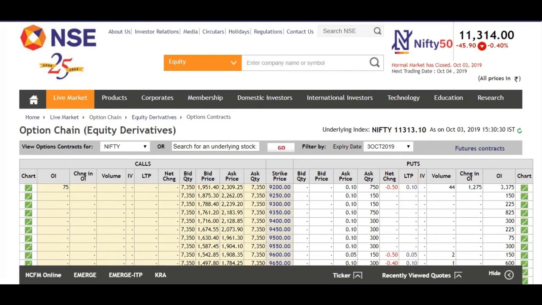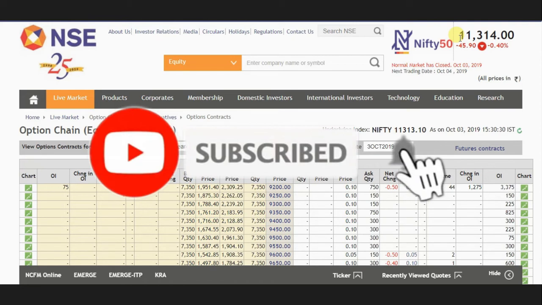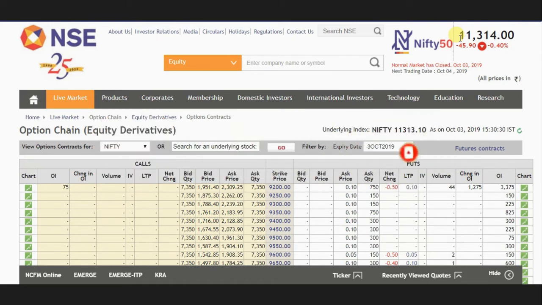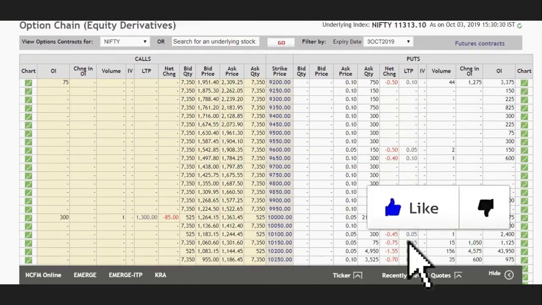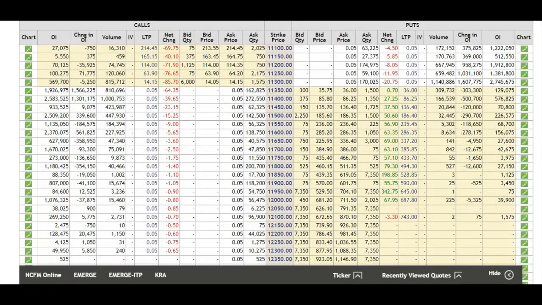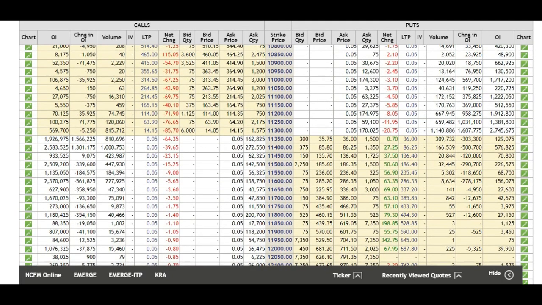As the Nifty closed at 11,314, we'll start our study at strike price 11,300. First of all, we'll study the puts and try to find out support, and then we'll study the calls to find out resistance for the 4th of October. So let's go to strike price 11,300. At 11,300 we can see the net change is minus 20, and the change in open interest is almost 16 lakh contracts, and the cumulative open interest is almost 27 lakh contracts.